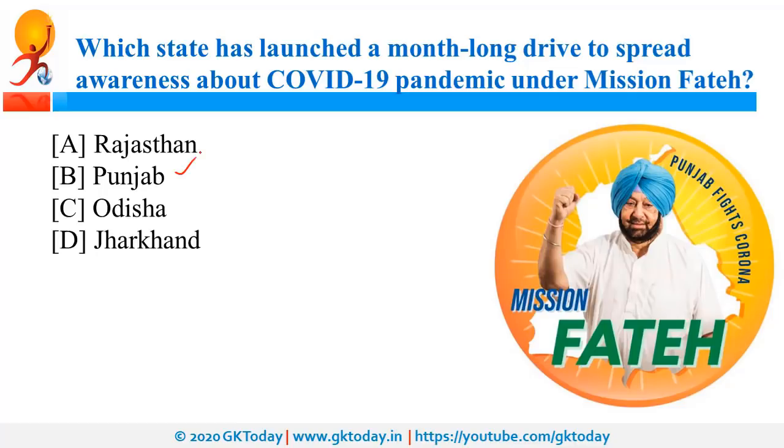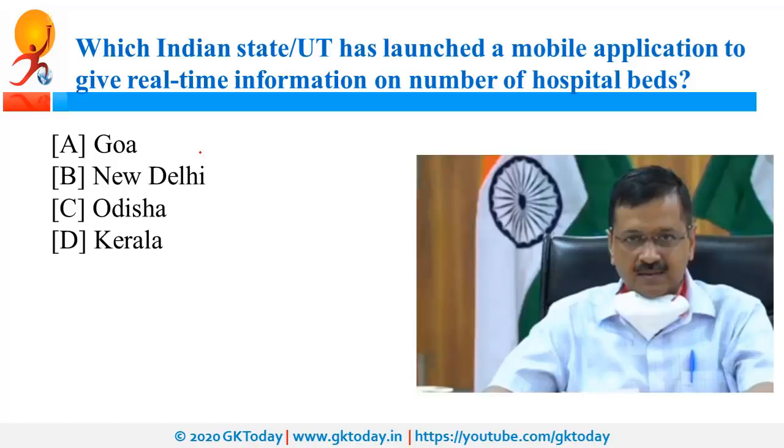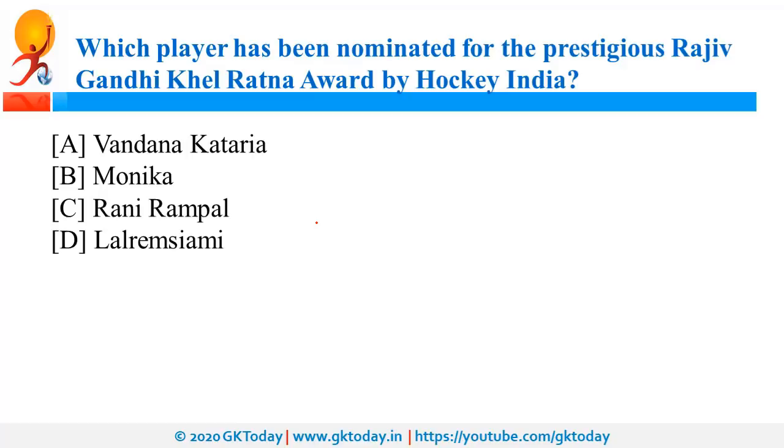So this was an awareness drive in the context of coronavirus. Next question is, which Indian state or union territory launched a mobile application to give real-time information on the number of hospitals and beds? So this was launched by New Delhi, and the name of this application is Delhi Corona app. So this will provide the information about the availability of beds at both private and government hospitals in the union territory.